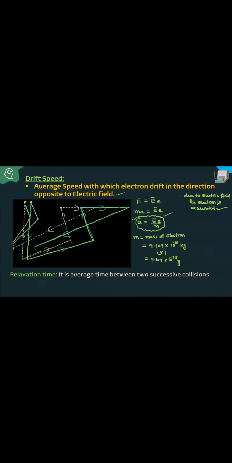But let's assume the average time between two successive collisions, the average time one electron collides with another electron and then collides with yet another electron. The average time between two successive collisions is tau. That is called relaxation time. Let the relaxation time be tau. It is the average time between two successive collisions. That is called relaxation time.